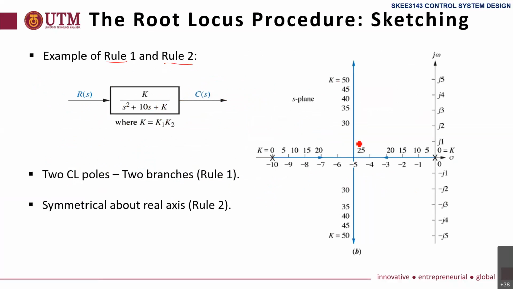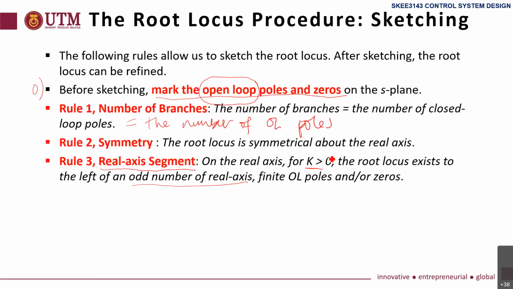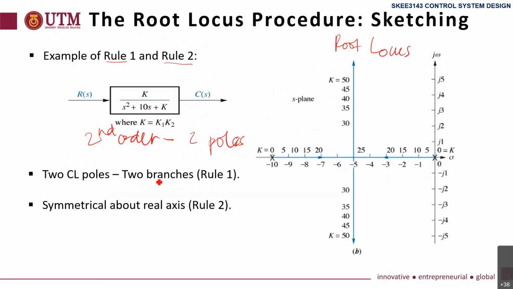If we refer back to the one that we discussed earlier, this is the system and this is the root locus. The system here has 2 poles because s to the power of 2, second order. Second order means 2 poles. If we refer to rule number 1, 2 poles means the number of branches is 2. Branches here refer to this one.